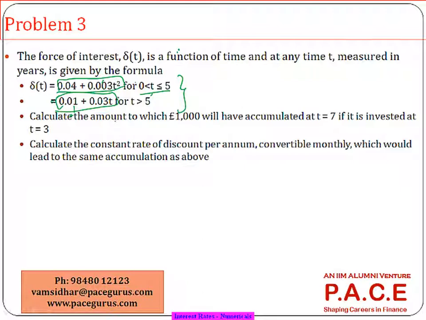Calculate the amount to which 1000 will have accumulated at t equal to 7 if it is invested at t equal to 3. So it's not going to be invested today, it's going to be invested after 3 years, but I want to find out how much it will be after 7 years. On this day we know that it is 1000. I need to find out what is the value on this particular date.